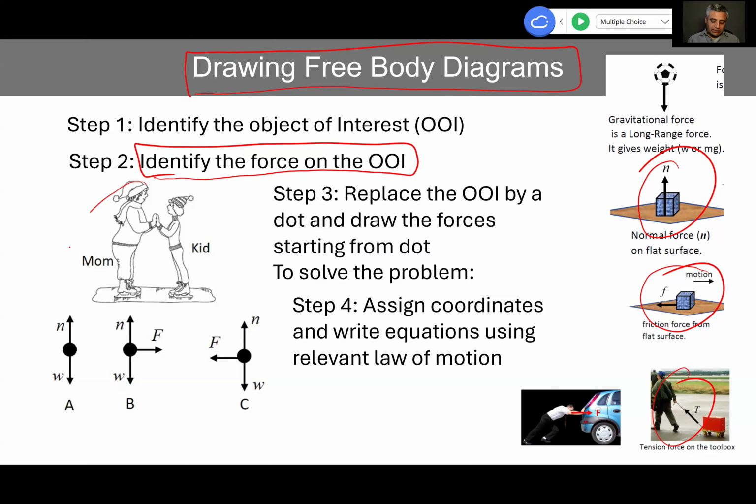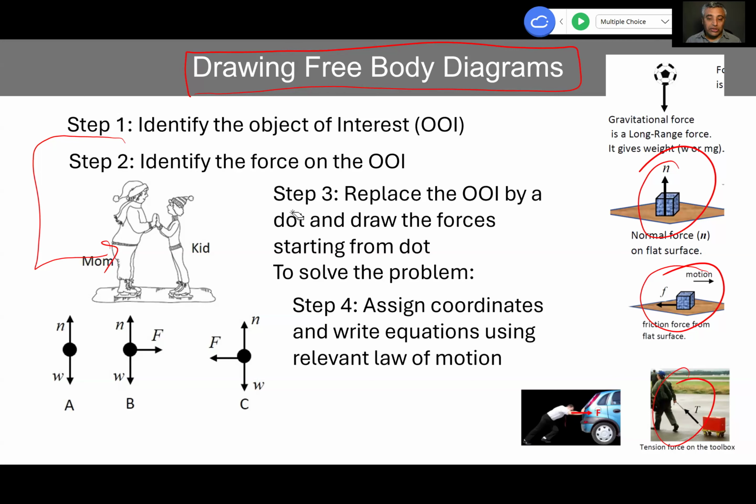So in this example, identify the object of interest. That means, are you drawing a free body diagram of mom or kid? You need to first make sure of that. And how do you know you want to make a free body diagram of mom or kid? Are you looking for the motion of mom or the motion of kid? If you are just looking for the motion of mom, then your object of interest is mom, so you are drawing the free body diagram of mom. Similarly, if you are looking for the motion of kid, then kid is your object of interest.